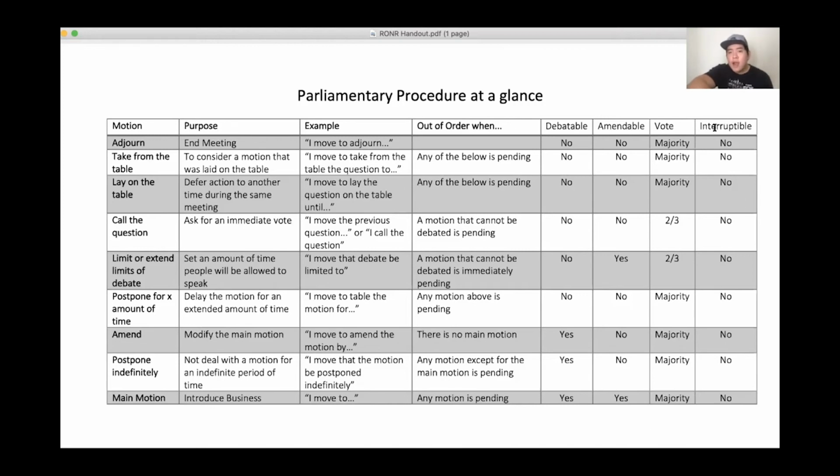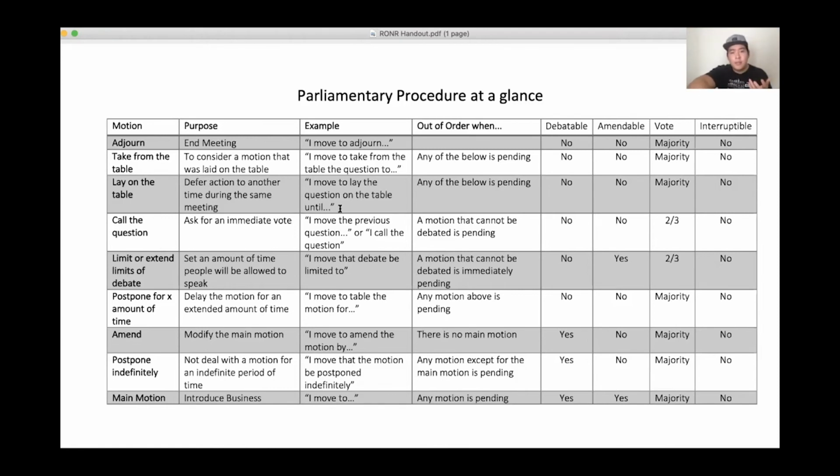Lastly, you'll notice that on this chart, all of these motions are non-interruptible, meaning if someone is talking, you can't just hop in and interrupt them, okay? I put this on here to drive the point home. There are motions in the Robert's Rules book that are interruptible, and we're going to talk about them in a little bit. But generally speaking, the motions that you use on a day-to-day basis are not considered interruptible.